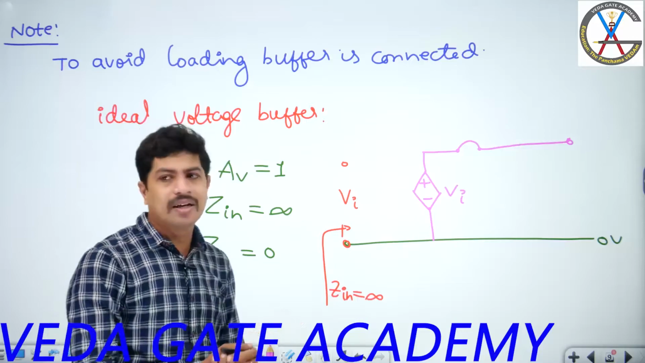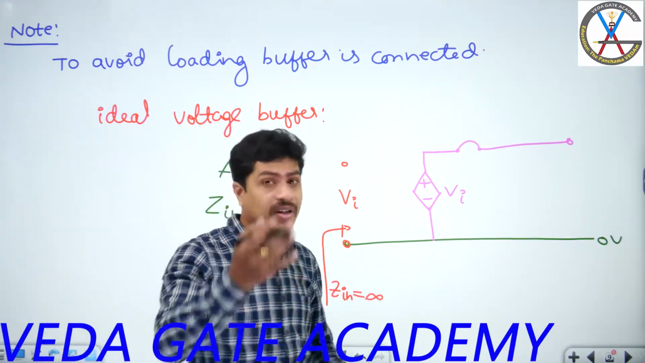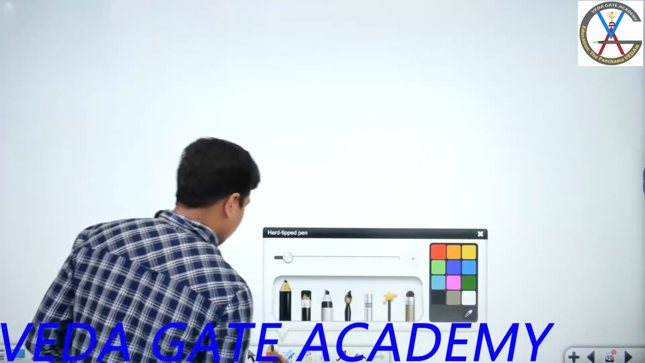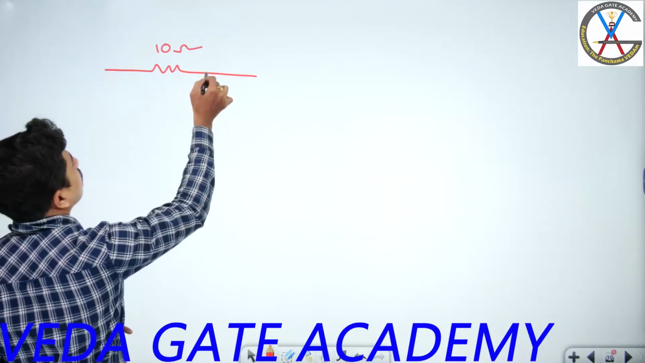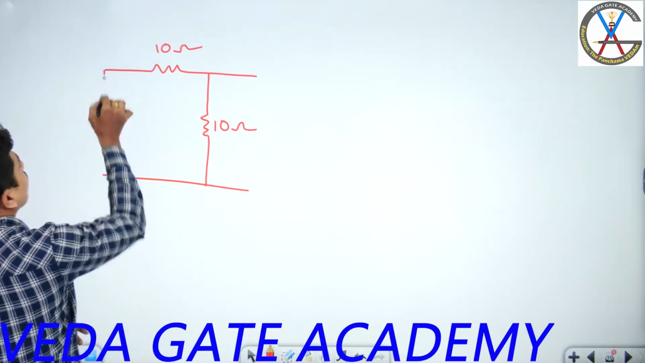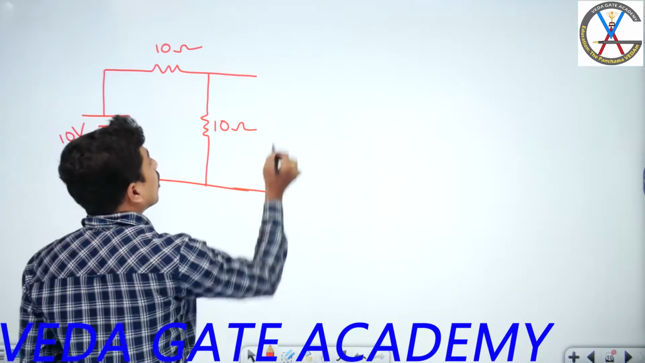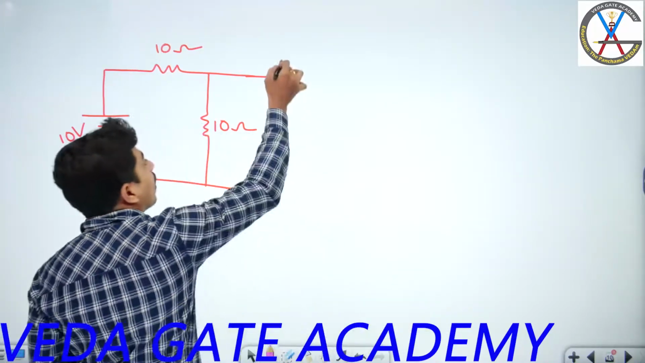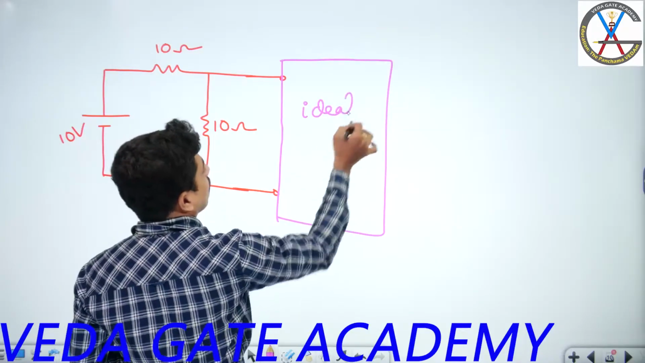You can try for the ideal current buffer. With the help of this, how the loading effect can be reduced, let me show. I'm taking the same previous circuit. Observe here. 10 ohms. Yes, 10 ohms. This is how much more? 10 volts. Now here, before I connect my load, let me connect the ideal voltage buffer.